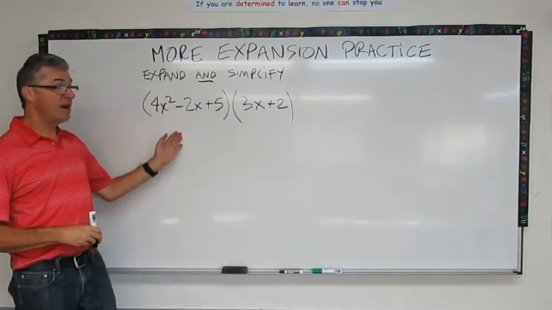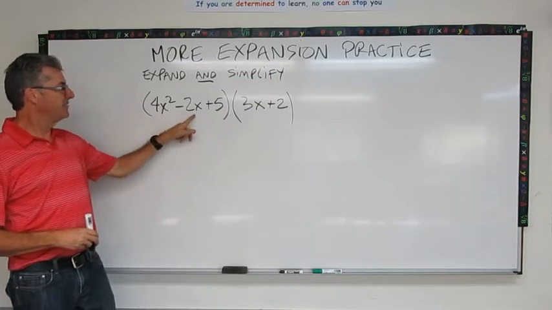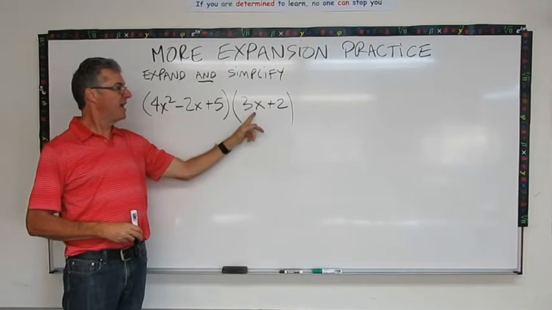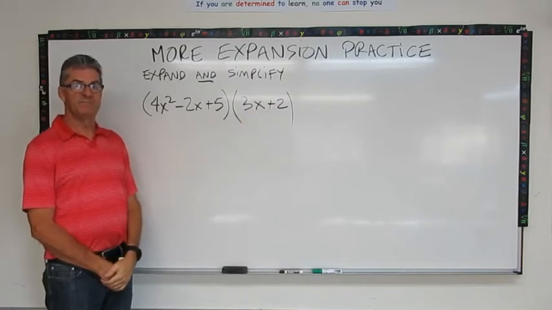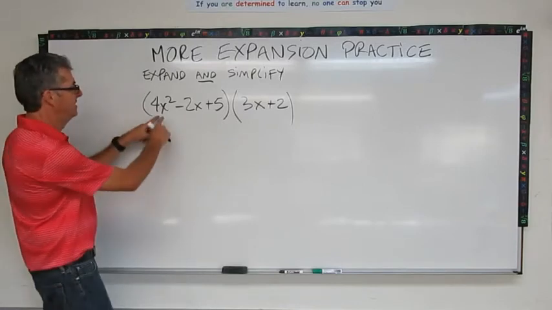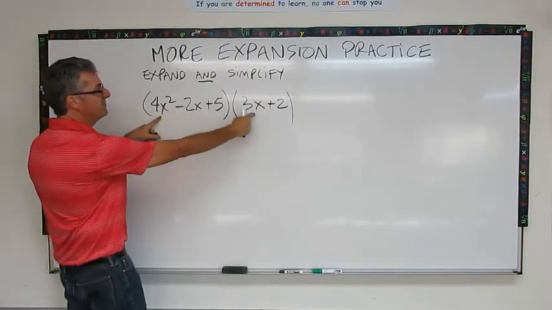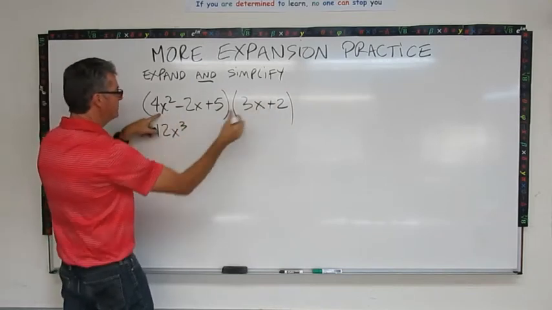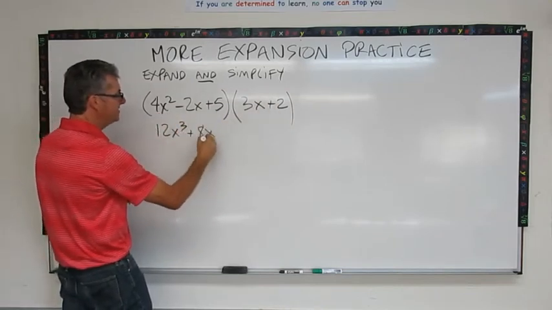Okay, let's have you try this one. 4x squared minus 2x plus 5, the trinomial, times the binomial, 3x plus 2. Pause the video. Okay, let's see how you did. 4x squared times 3x gives me 12x to the third. 4x squared times 2 gives me 8x squared.